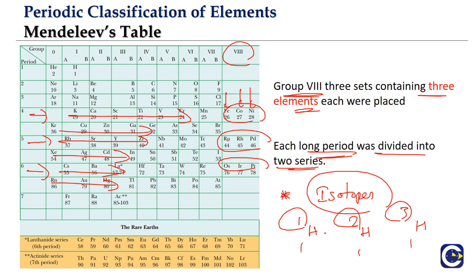But the isotopes were not given different places in the table, because if that is done, then the entire table would have got completely changed. And the reason why he didn't do it is because isotopes of an element have similar properties. So this issue of isotopes was not being addressed by Mendeleev's attempt. And of course there are some more drawbacks with the table, which we will talk about.